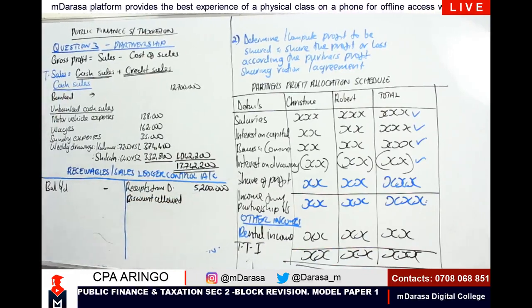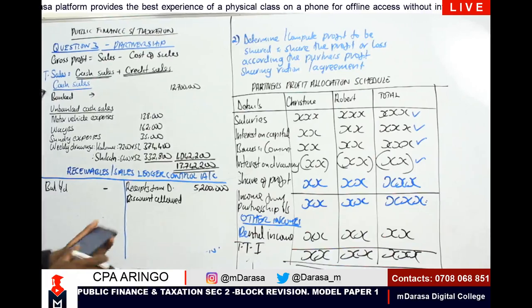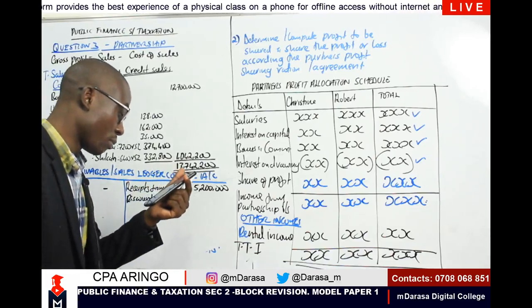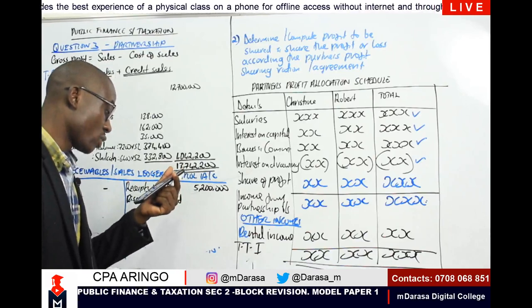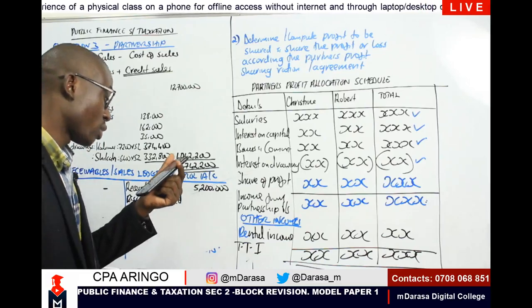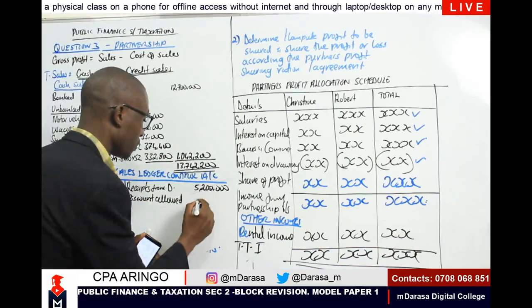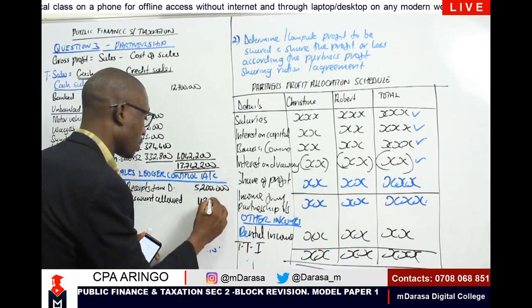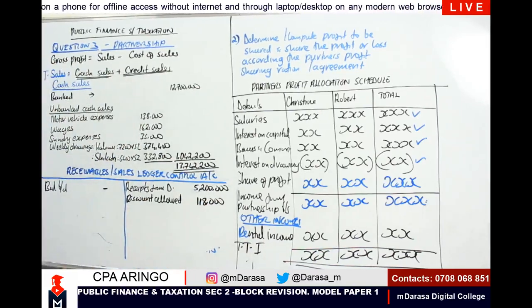Discount allowed? Are we given discount allowed? Yes, you are given discount allowed. If you go to note number 2, during the year, discounts received from the supplier amounted to 132,500, while discount allowed to customers amounted to 118,000. So I'm having 118,000 being our discounts allowed.